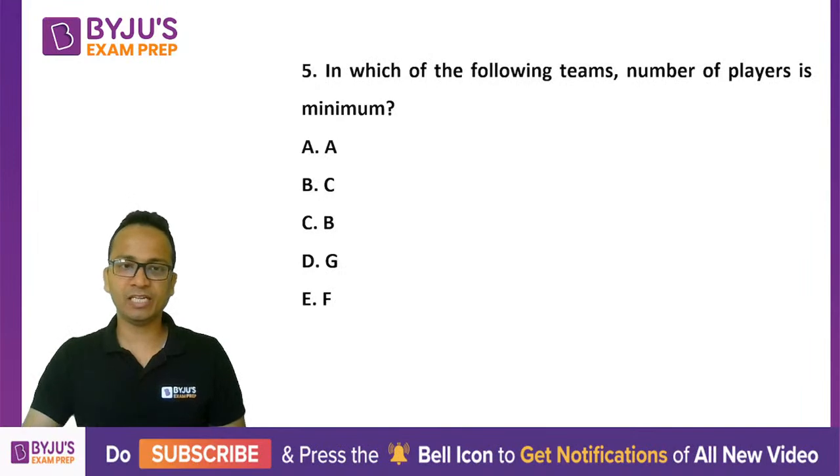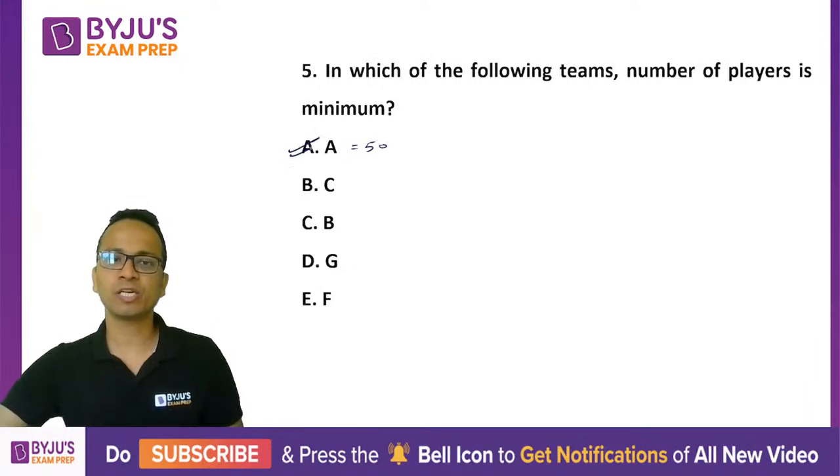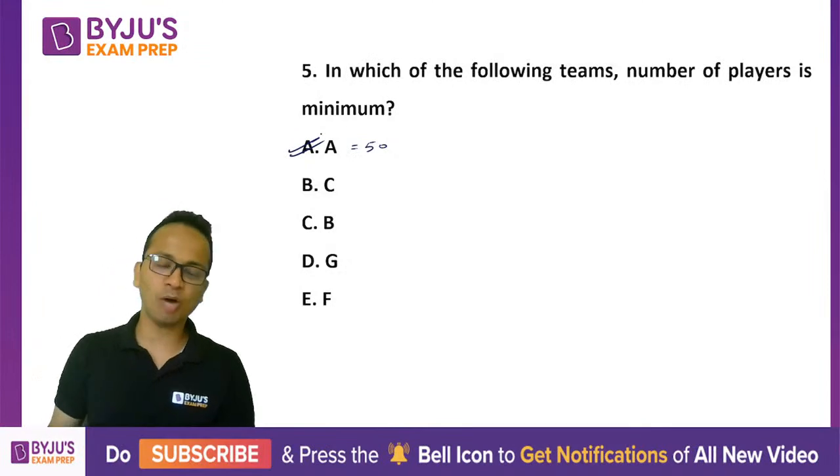All right, definitely. So the minimum number of players are in team A, 50 players, and all the other teams have more than 50 players. So the correct answer definitely is option A.